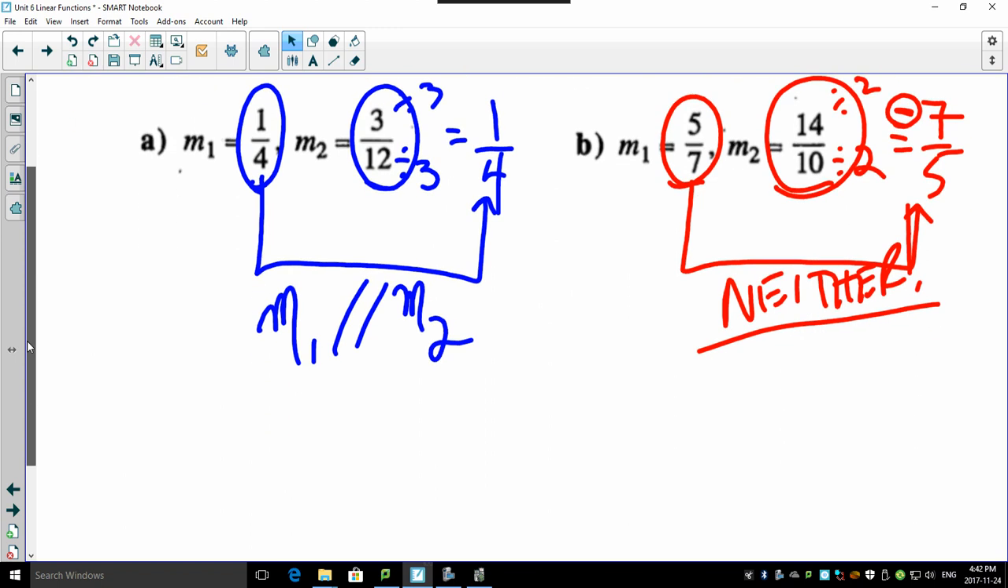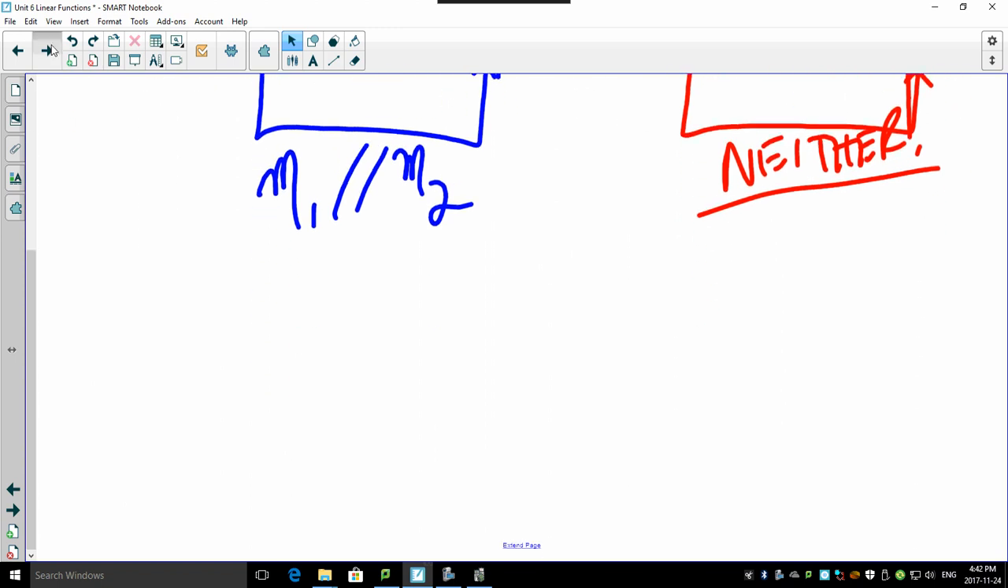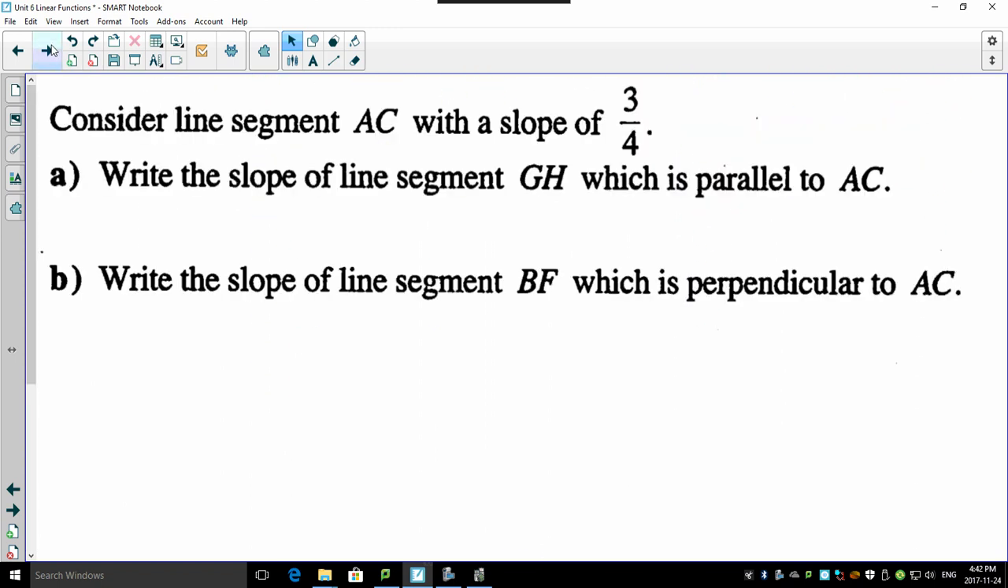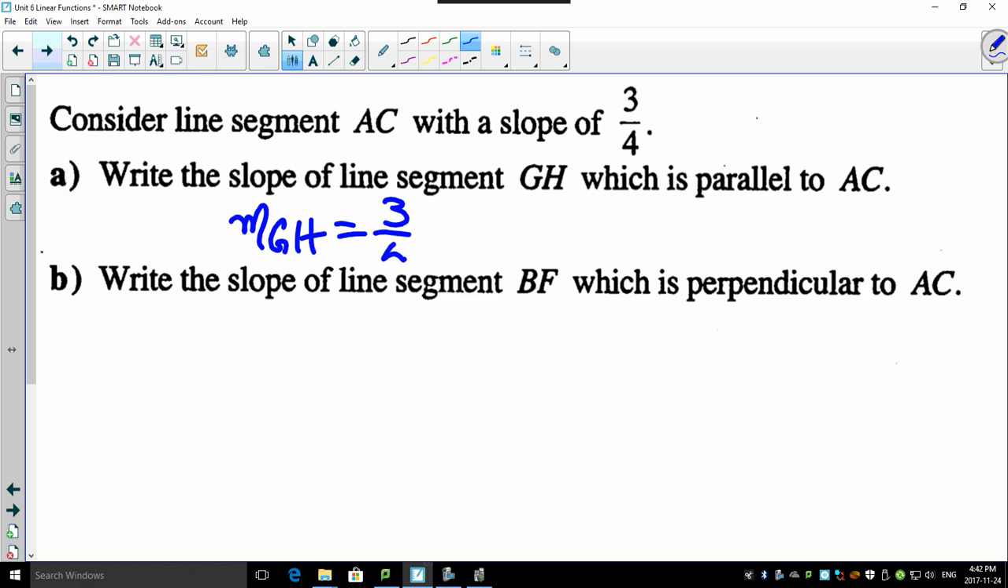Let's keep on going. Let's try another question here on the next page. It says consider line segment AC with a slope of 3/4. Write the slope of a line segment GH which is parallel to AC. Well, I can do that. The slope of GH has to be the same. So this is going to be 3 over 4. Now it says write the slope of line segment BF which is now perpendicular.